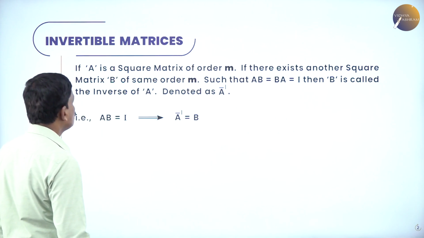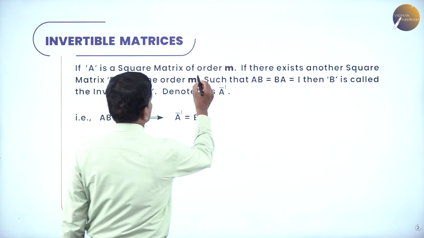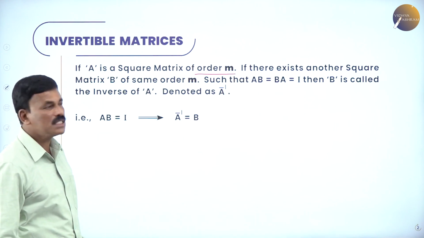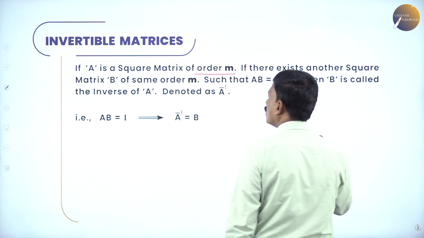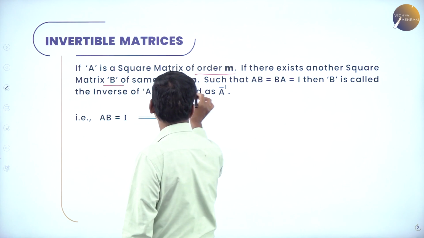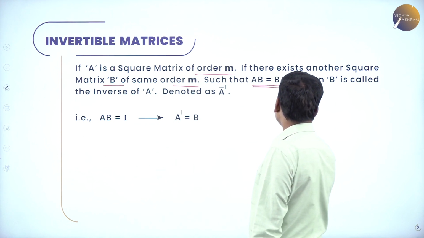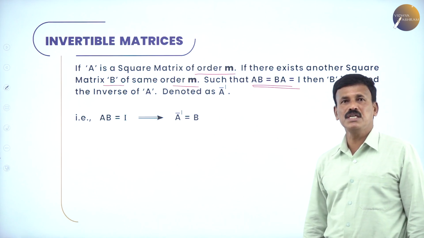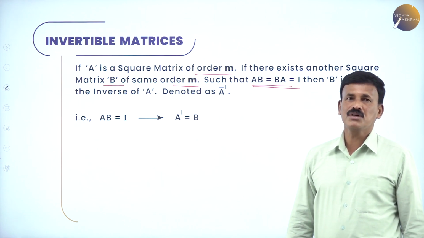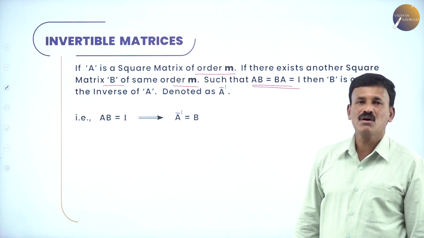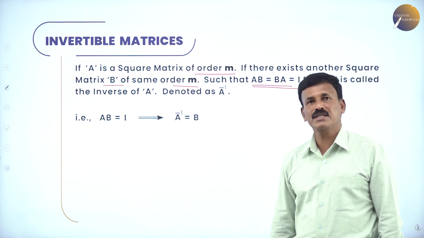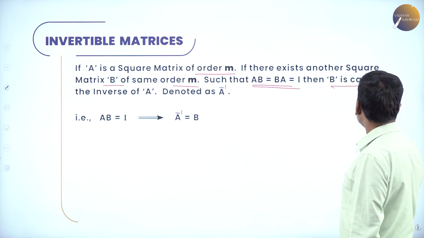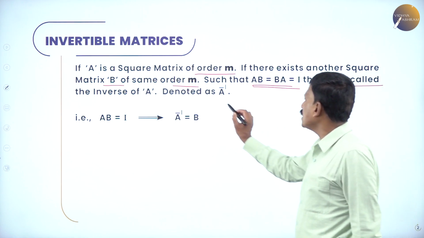Suppose A is a square matrix of order M, and there exists another square matrix B of the same order, such that if you multiply these two matrices, A into B is equal to B into A, then you are going to get an identity matrix. Identity matrix means 1, 0, 0, 1. If you multiply A and B or B and A, you are going to get an identity matrix, then B is called the inverse of A and it is denoted as A inverse.